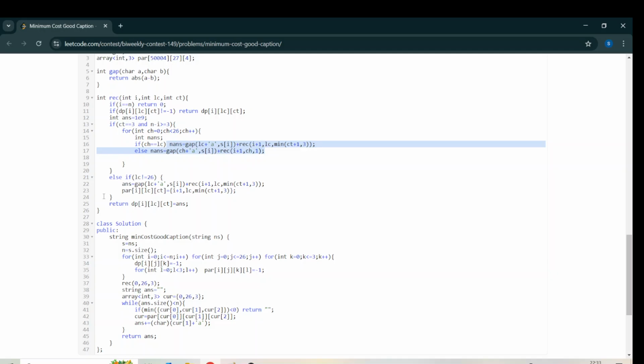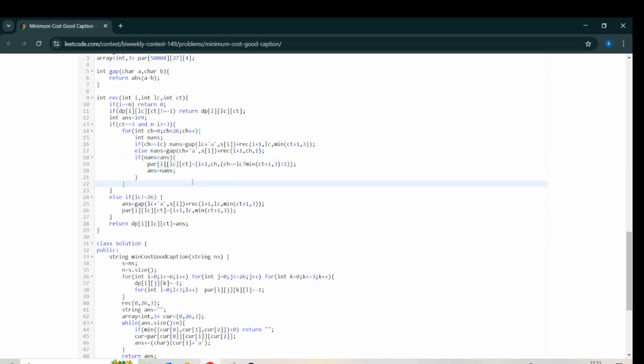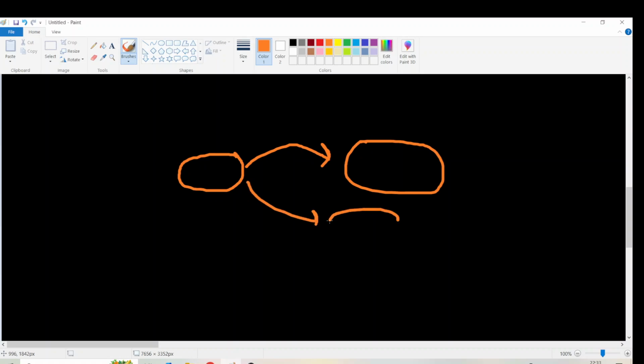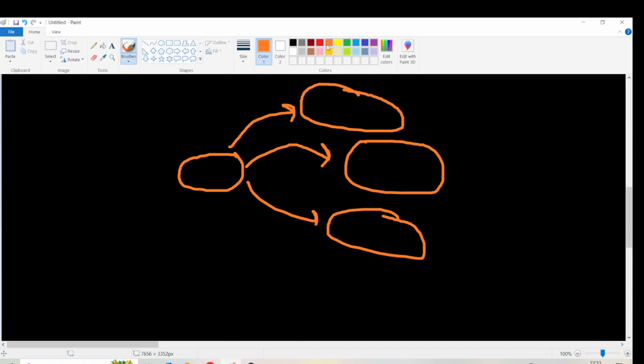We have to find the good caption, we have to find the lexicographically smallest good caption. Here comes the catch. So we have to generate the answer from our dp array. Let's say this is a recursion step, and we are going through multiple recursion steps. Now we'll also be maintaining one parent.